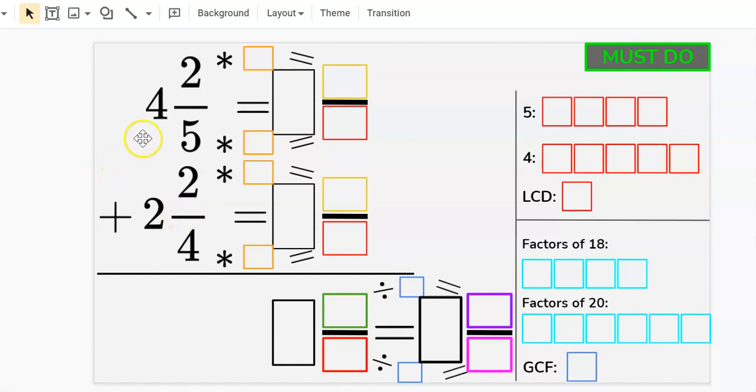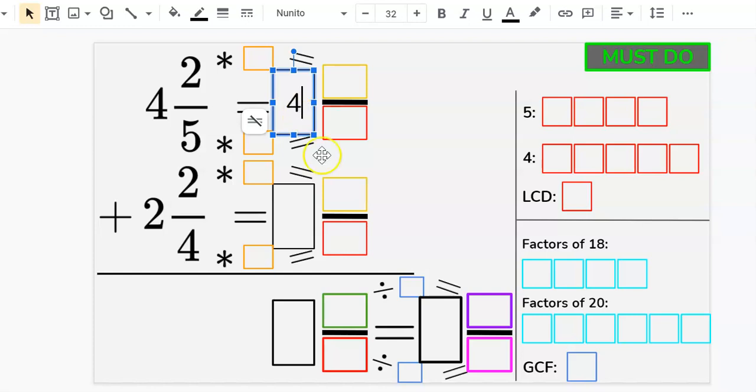So when we add mixed numbers, the first thing I like to do is make my equal signs and then rewrite my whole number so that I don't forget it. So right away, I'm going to take this 4 and I'm going to rewrite it right here because I don't want to forget to add it together at the end. The same thing with this 2, that's my whole number.